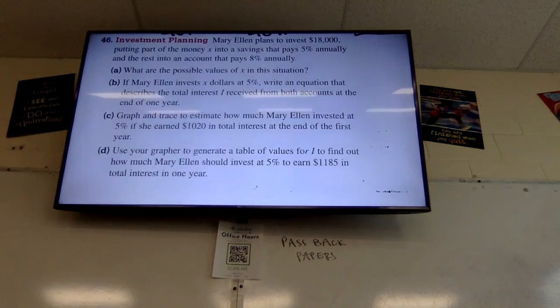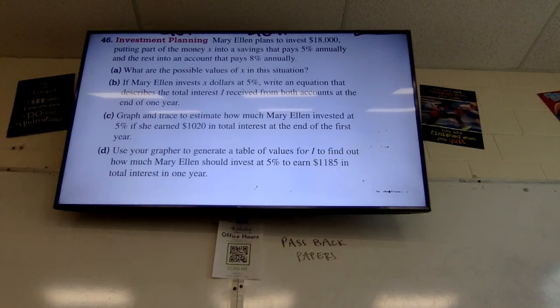This one says Mary Ellen plans to invest $18,000, putting part of the money X into a saving account that pays 5% annually, and the rest into an account that pays 8% annually. Okay, what are the possible values of X in this situation? What's the smallest amount that she could put in one of the accounts? Would you say, sister? Yeah, like 1 cent, right?